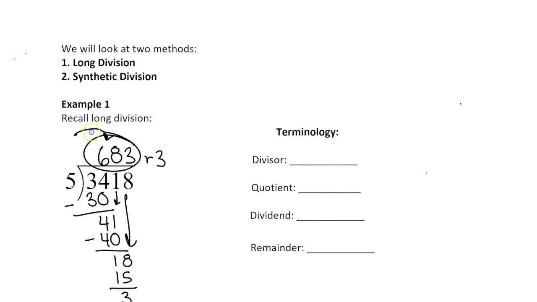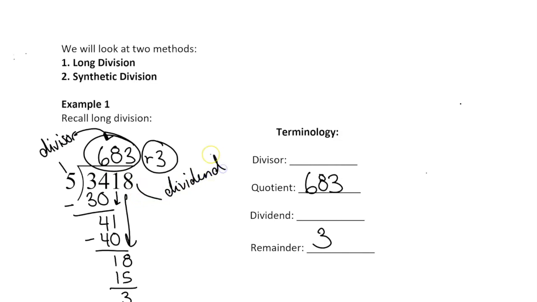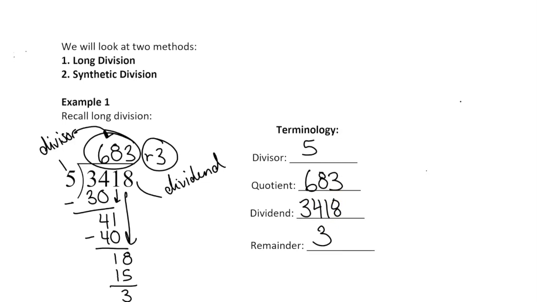On top, what we get as our solution from having done this division is our quotient. So in this case, 683 is our quotient, and our remainder was 3. And I know two terms that I always get mixed up are the divisor and the dividend. So we're going to say there's our divisor and this is our dividend. So our divisor is 5 and our dividend is 3,418.